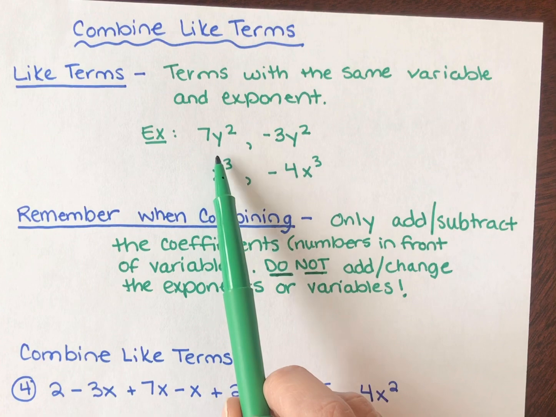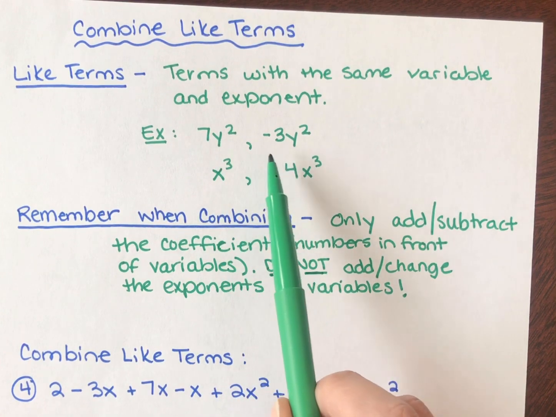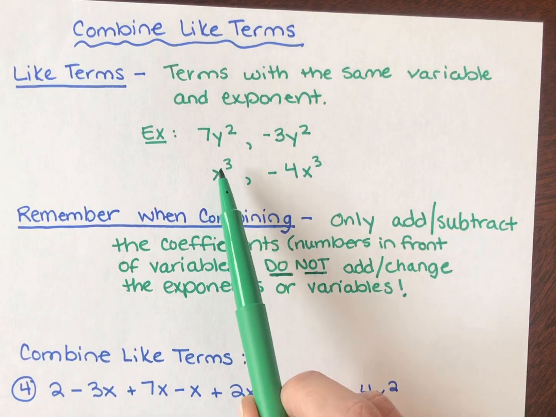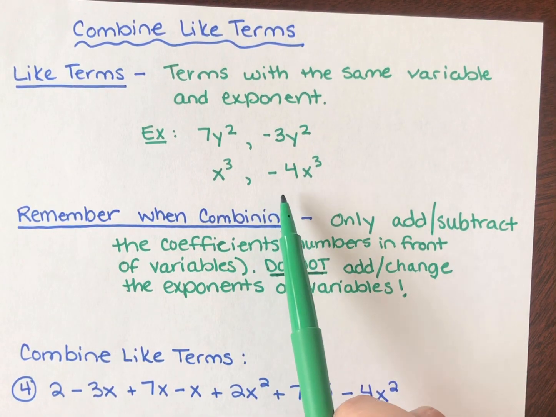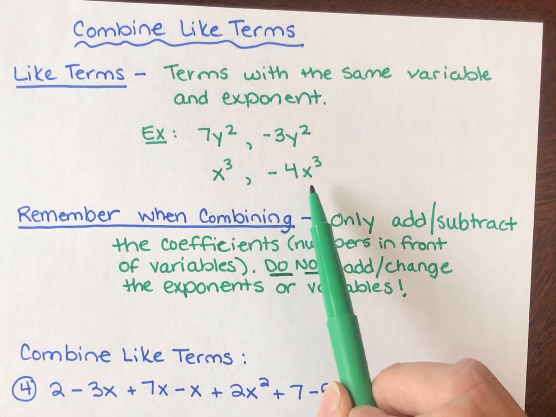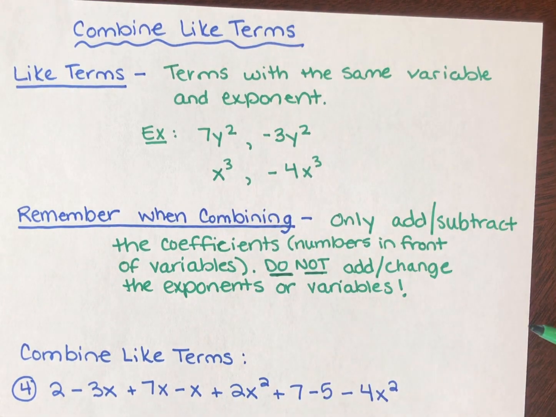So for example, a 7y to the second could be combined with something like a negative 3y to the second. They're both like terms. Or an x to the third could be combined with something like a negative 4x to the third. They're also like terms. They each have the same variable and they have the same exponent.